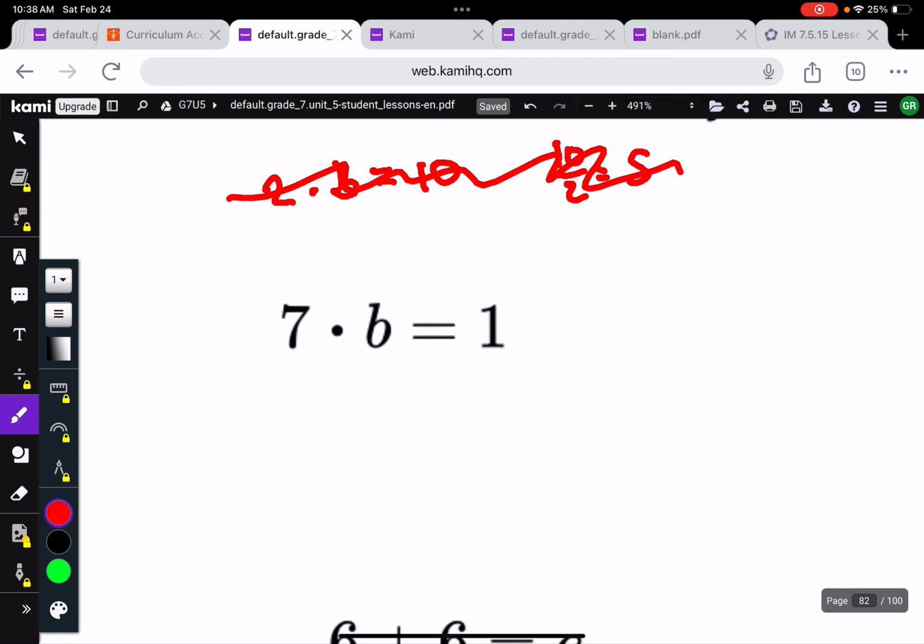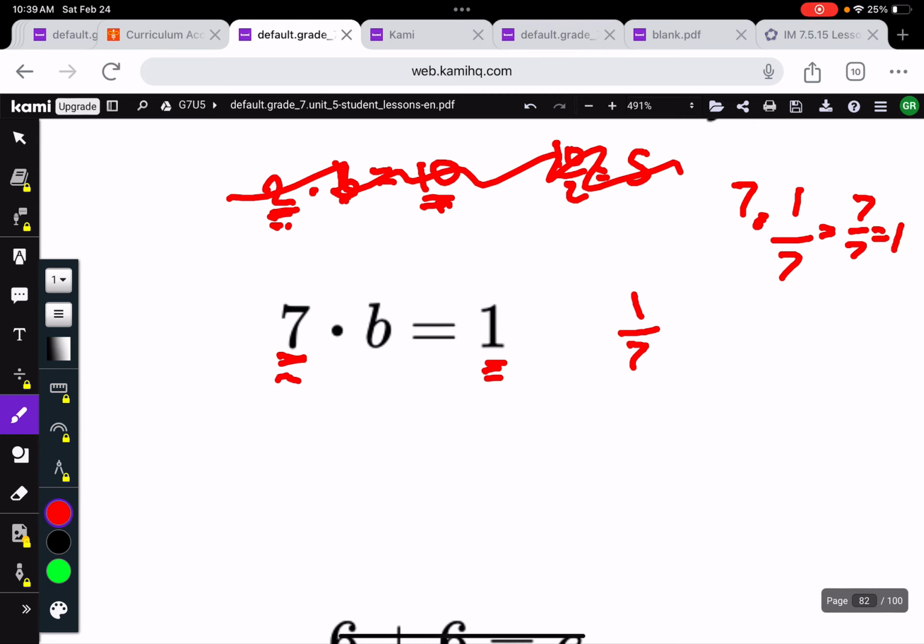It's going to be the same problem. Same way to solve the solution for this one. I just took the 10 and divided it by the 2 to get B. That means I'm going to take this 1 and divide it by the 7 to get B. And guess what 1 divided by 7 is? It's 1/7. And that makes sense because 7 times 1/7 is 7 over 7, which is 1. So we found what B equals. B equals 1/7.